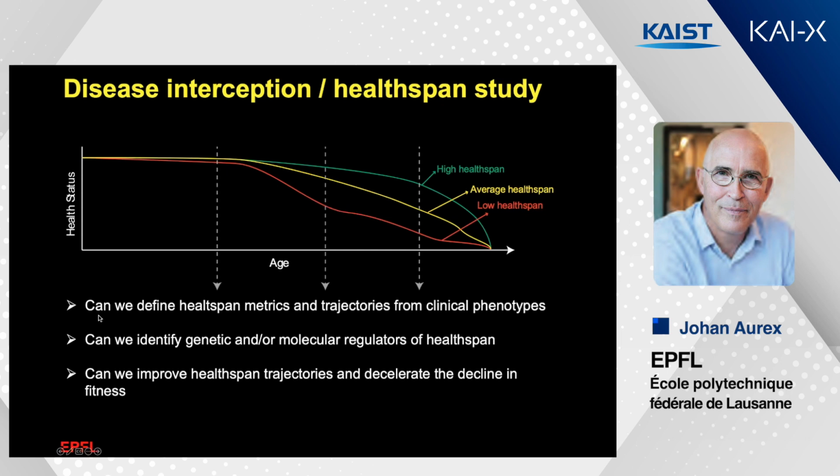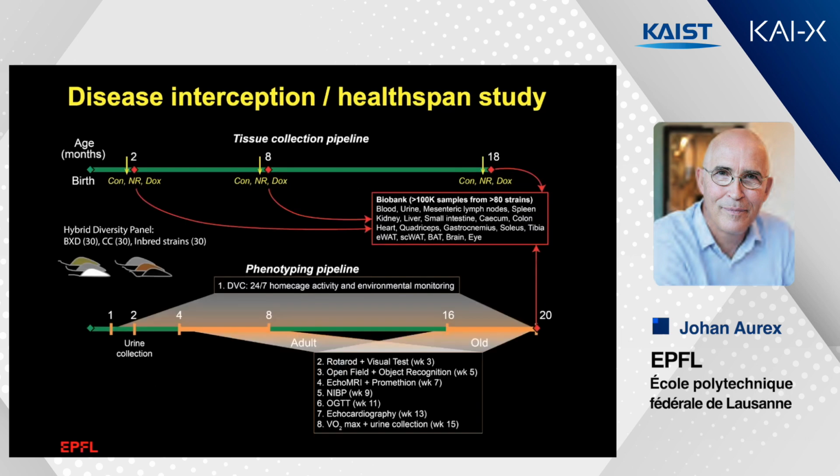So the goal of this study is, can we define health span metrics and trajectories from clinical phenotypes? Can we identify genetic and molecular regulators of health span? And can we improve health span trajectory and decelerate the decline in fitness? So this is not a lifespan study. The previous work was all lifespan. This is health span. And so the study design is the following.